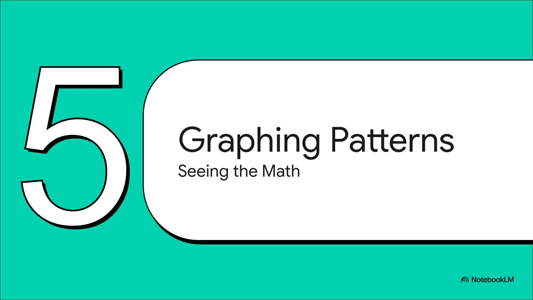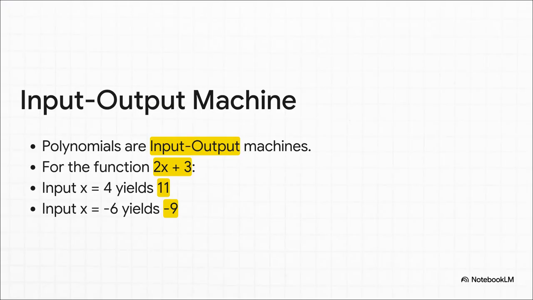Section 5. Graphing linear patterns, seeing the math. I love to think of a linear polynomial as a highly predictable input-output machine. Let's take the function expression 2x plus 3. If we drop an input of x equals 4 into this machine, it mathematically multiplies it by 2, adds 3, and spits out a clean output of 11.